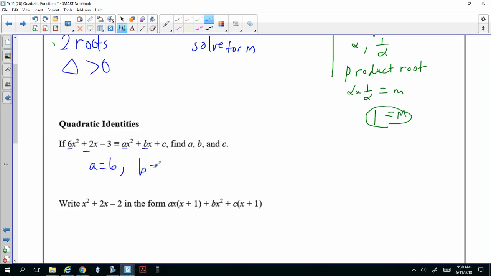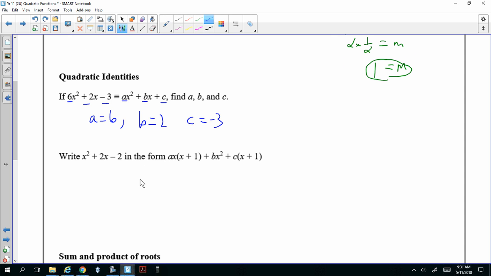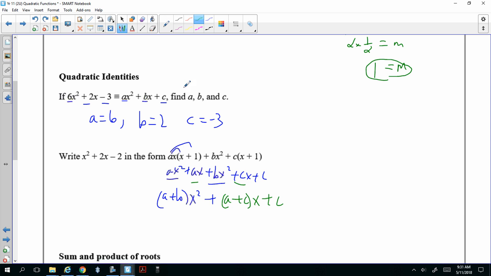Alright, write this in the form of this. So what you do is, you're going to expand this: Ax squared plus Ax plus Bx squared plus Cx plus C. You have to group the x squared terms together. It's the same example we did before, so you can review the previous video. Then group these two together: A plus C is x, and then plus C, right? And then you just have to match 1 with this, so A plus B equals 1, and 2 equals A plus C, and then C equals negative 2, alright? And then you just have to solve simultaneously.